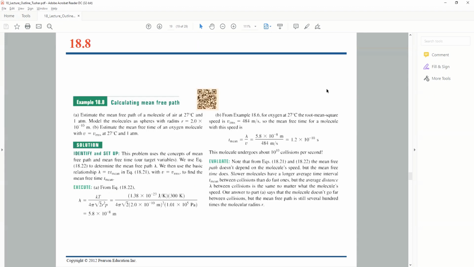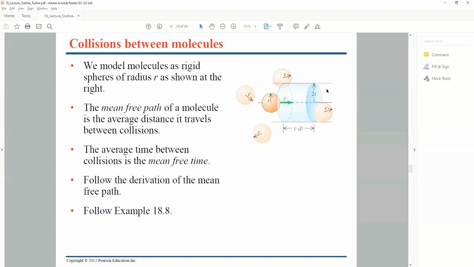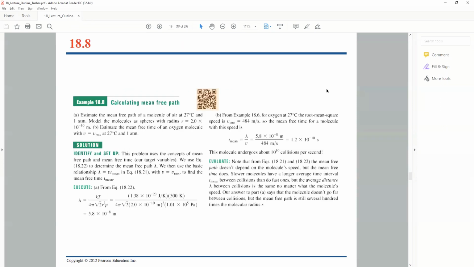So collision. We model molecules as rigid spheres of radius r as shown at the right. There are tendencies for a molecule, which is assumed to be spherical in shape, to collide with others. So there is what we call the mean free path of a molecule, which is the average distance it travels between collisions. The average time between collisions is the mean free time, and then let's check the derivation, the mean free path and then the time.